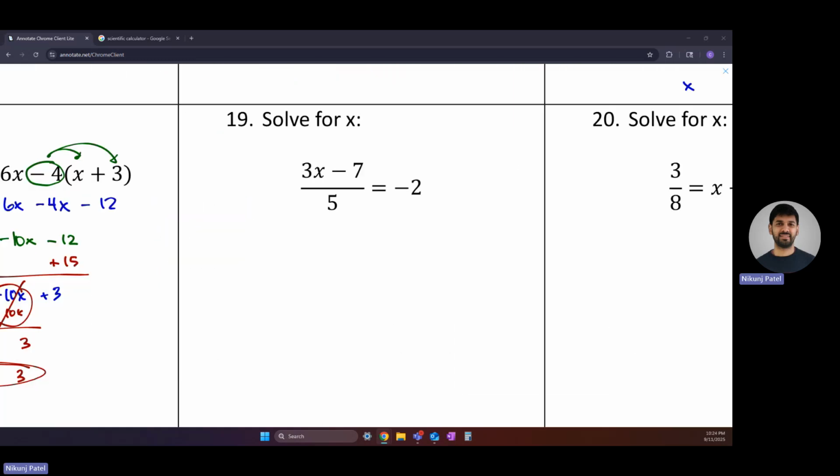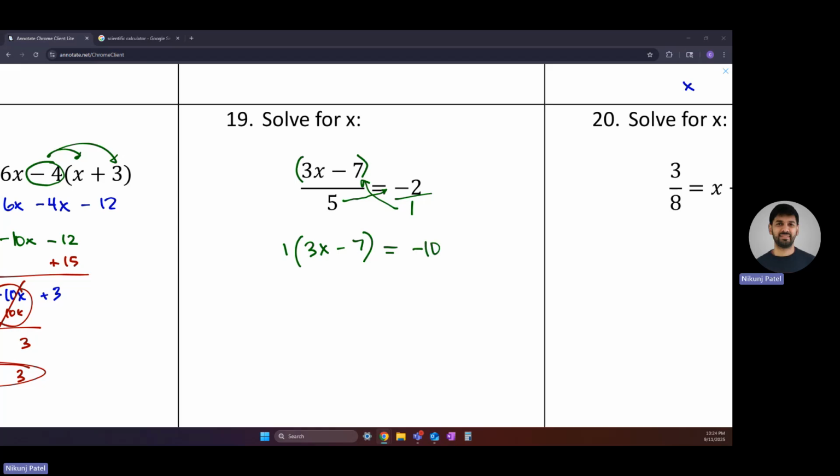Okay, here's one with the fraction. Right, let's cross multiply here. You can cross multiply the 5 there and the 1 up there, put some parentheses, right? So we get 1 times 3x minus 7 equals, and then we do 5 times the negative 2, or negative 10.